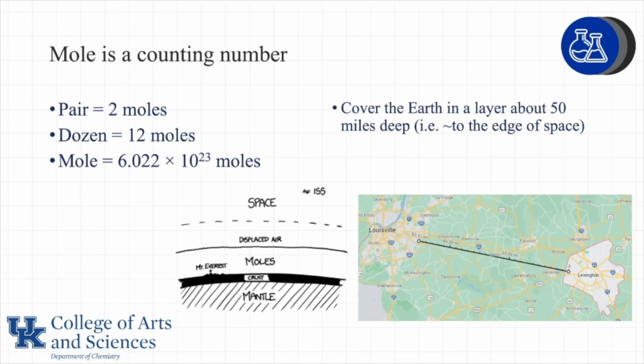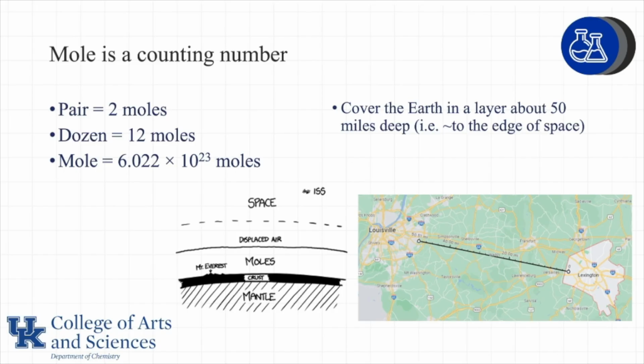I can't show you a picture here of a mole of moles, but if we covered the Earth in a layer of moles about 50 miles deep, then we would have a mole of moles. To put that in perspective, 50 miles is about the distance from one side of Lexington to Louisville.